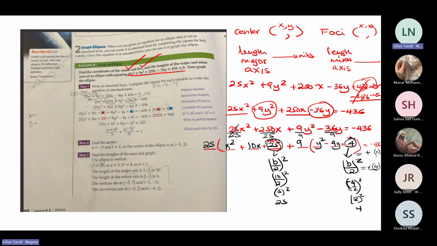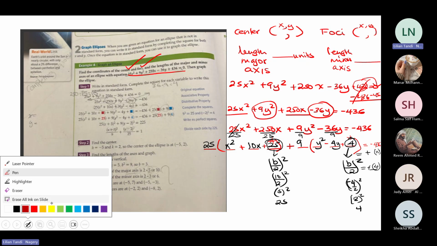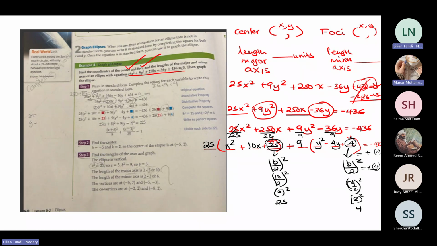We are good or not good? Good. All right. Now, how do I know what number to put outside my parentheses? You see this number that is outside the parentheses, and this number that is outside the parentheses, you put it here. So this will be 25 and this will be 9. We are good? Yes. Okay, we move on.